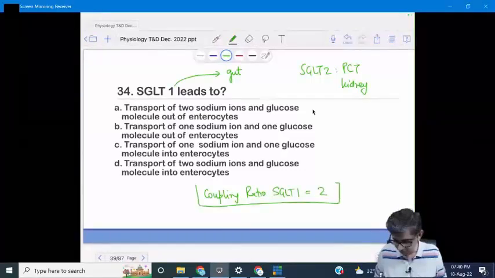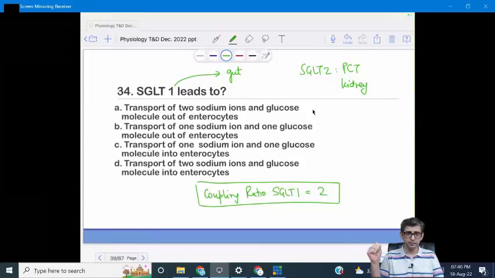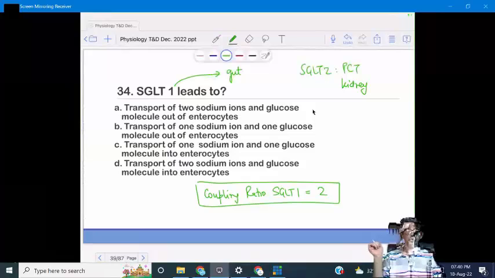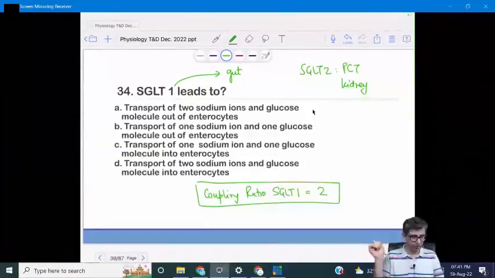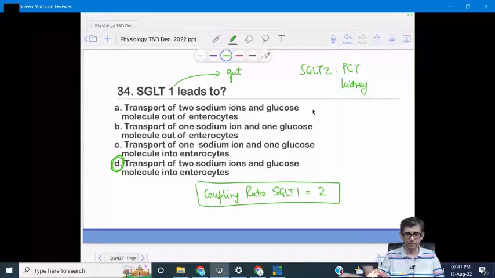Now what it basically means is that there is transport. It says transport of two sodium ions and glucose molecule into the enterocytes. Yes, the correct answer for this one would be option number D, that is transport of two sodium ions and glucose molecules into the enterocytes. The coupling ratio is 2. Answer to 34 is D.